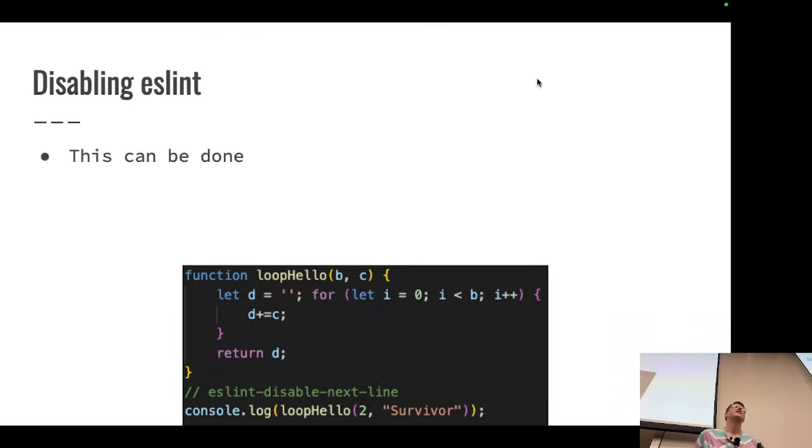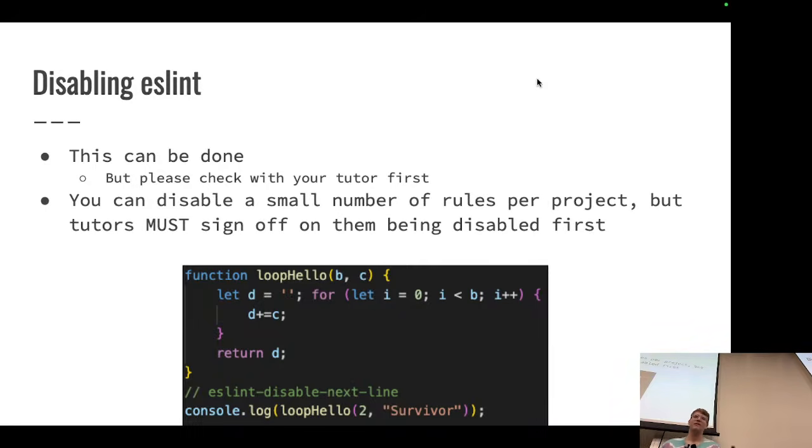Speaking of linting, you can disable it. If you want to, you can put a command in like this to disable your lint for that next line. Who thinks that we're going to actively encourage you to do this? All right, good. Please, you are allowed to do this if you want, but you just need to check with your tutor first. You need to talk to your tutor about what rule is being pulled up by the linter, why you think that rule doesn't matter, and if they agree, they will sign off on it.